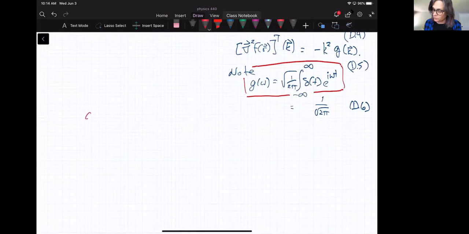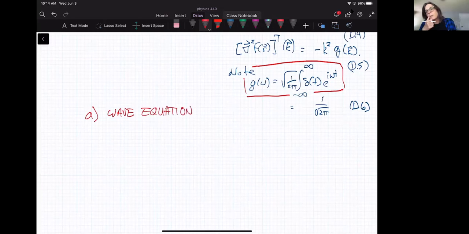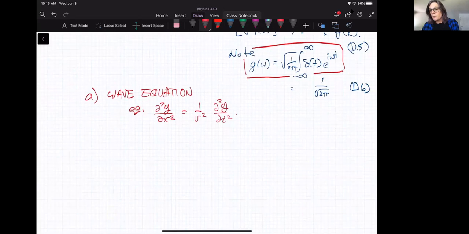Okay, so let's look at some examples. We'll do one example, then you'll do an example. So one example is, let's look at the wave equation. This is a good example of how we turn a partial differential equation into an ordinary differential equation. So we might have something like d²y/dx² is equal to 1 over v² times d²y/dt². Right? So there are a number of ways you can do this.